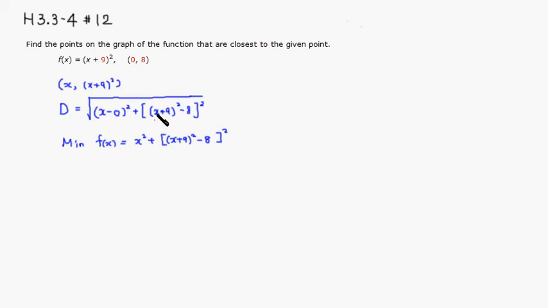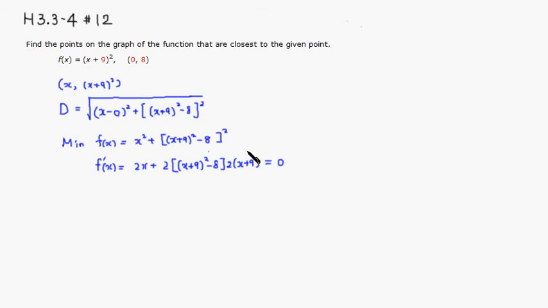Alright, so let's look at the derivative. f prime of x is equal to 2x plus, put 2 in front, keep the same quantity, and multiply by the derivative inside, which is 2 times quantity x plus 9. Then we want to set that equal to 0, right?